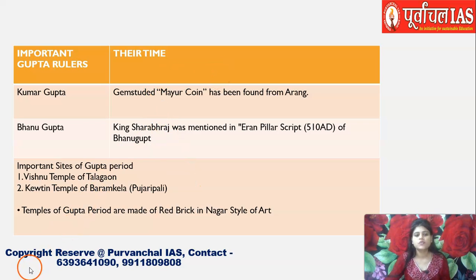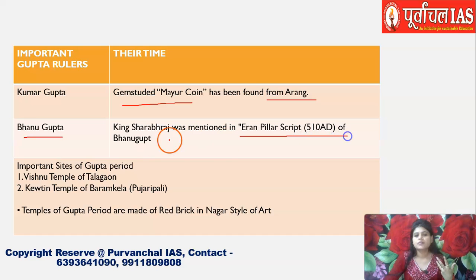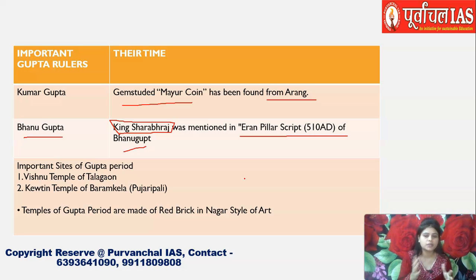After Chandragupta II, we get evidence of the king Kumargupta. The evidence here is a gem-studded Mayur coin found from Arang, and it is said that it belongs to Kumargupta, one of the rulers of the Gupta dynasty. Then we have Bhanugupta, and it is said that in the Iran pillar inscription of Bhanugupta, we find the mention of King Sharabraj. This King Sharabraj is basically the founder of the Sharapuriya dynasty. In later videos, I will bring the regional dynasties of Chhattisgarh for you, and there we will see the Sharapuriya dynasty, and King Sharabraj is from that dynasty. So his mention has been found in the script of Bhanugupta.